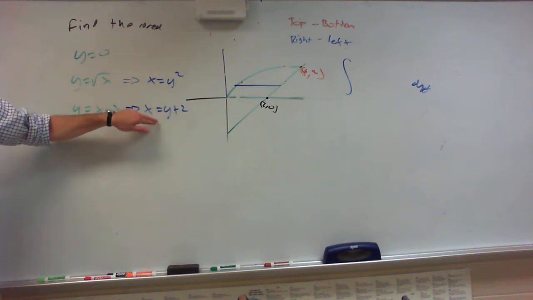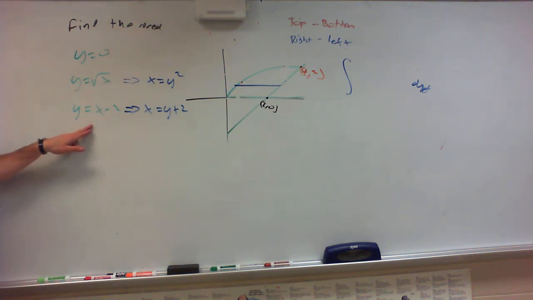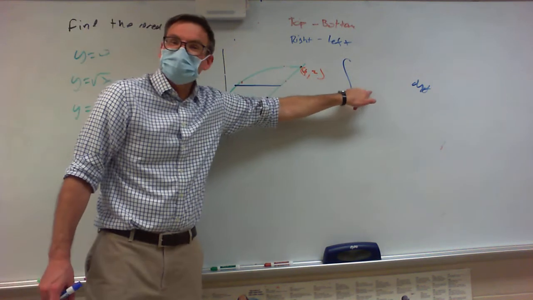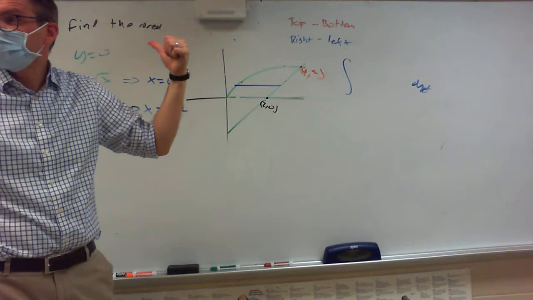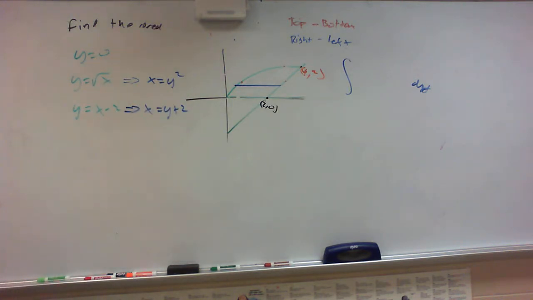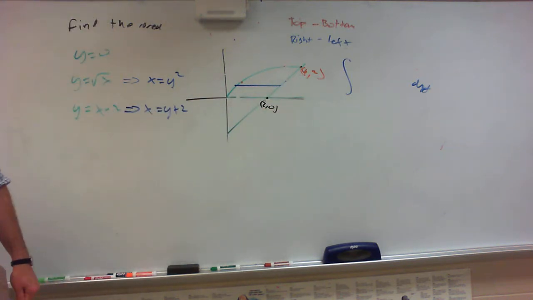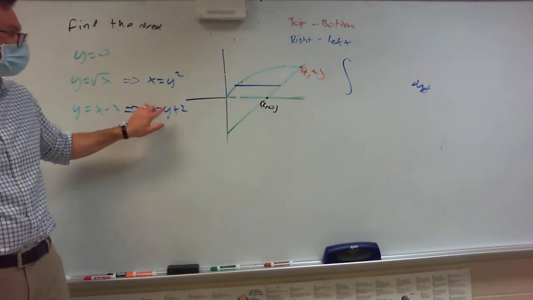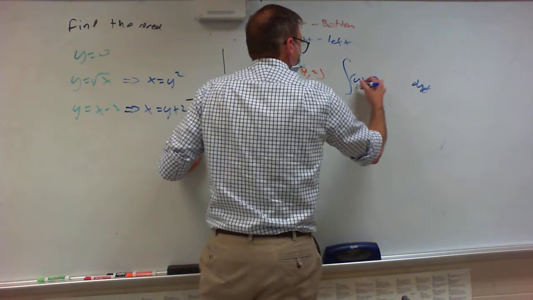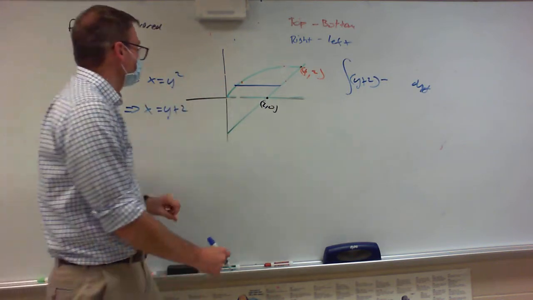Did everybody see those are the same thing? This is just the other version of this. But now we have y's. And so now, when I set up this integral, it's right minus left. So which is the right function? What's this function? x equals y plus 2. So I'm going to have y plus 2 minus, what's this function? y squared.